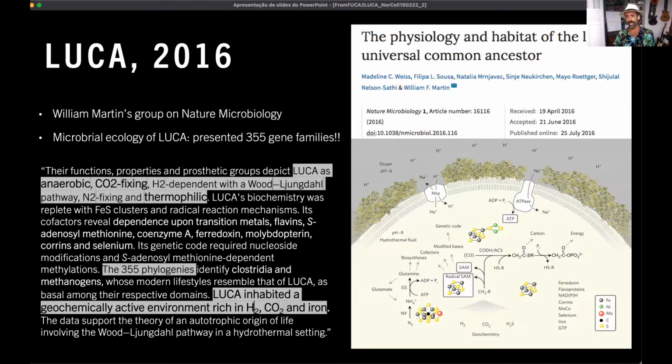But what I aim to focus on in this slide is the following. Imagine that Luca, this very first organism that brought all life, the explosion of life, presented 355 gene families. Can you imagine an ancestral, very basic organism having 355 gene families? This is not a basic organism. This is a very sophisticated organism. So, understanding this idea of Luca, we wanted to go back to see what was happening on Earth so that an organism like this with 355 gene families could arise.